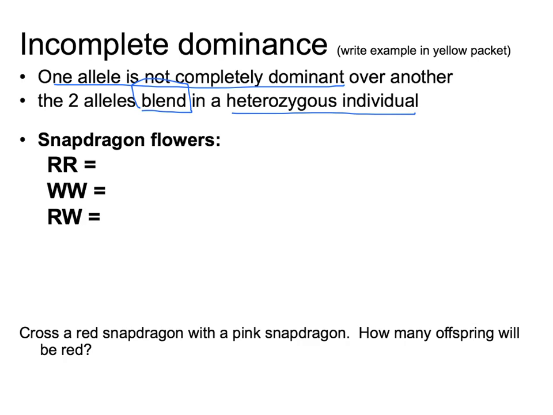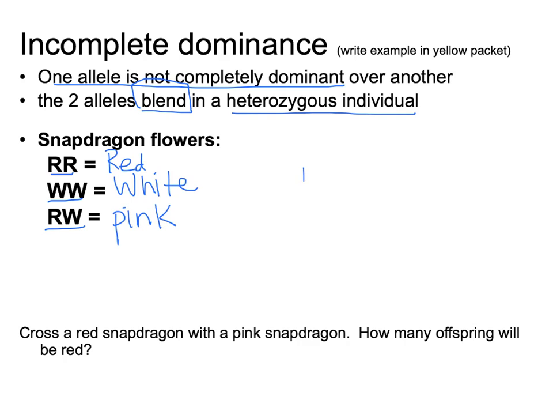So let's look at snapdragons. It's a great example of incomplete dominance. When we have two dominant alleles, okay, in this situation, two red alleles, we get what we expect, red flowers. When we have two white alleles, we get white flowers. But when we have the heterozygous individual, because it's a form of incomplete dominance, we get a blending, and one red and one white allele goes for an in-between phenotype, all right, which is pink in this situation.